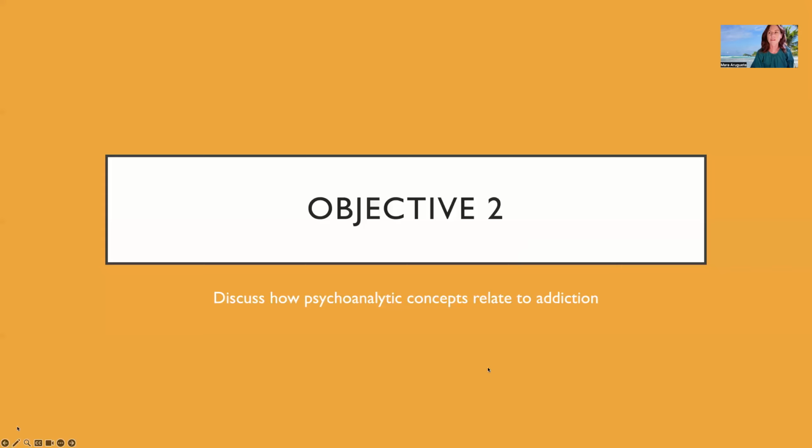And get on to objective 2. So objective 2 is to discuss how psychoanalytic concepts relate to addiction, because you're probably already wondering, what in the heck is all of this stuff with defense mechanisms and ego and superego, and how does that relate to addiction? So it's kind of a stretch in some ways, to tell you the truth. And the upshot here is that psychoanalytic theory does not really say a whole lot specifically about addiction, but I'm going to tell you what it does say.